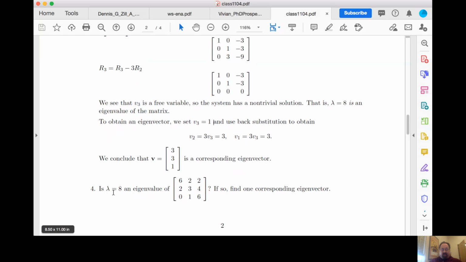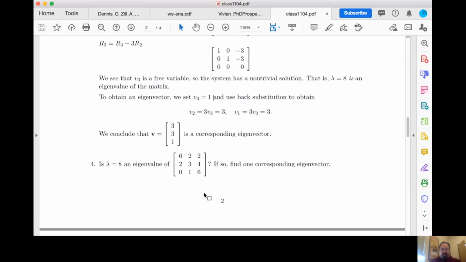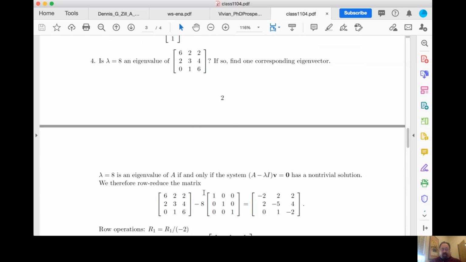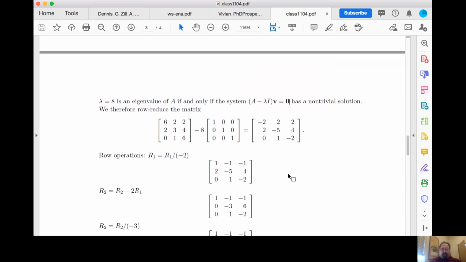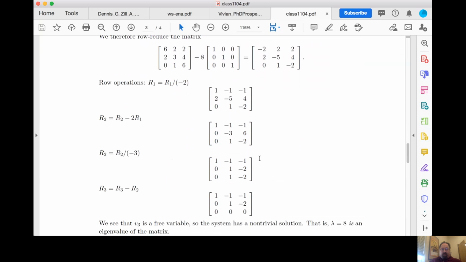Okay. Similar kind of question: is lambda equal to 8 an eigenvalue of this matrix? Again, find an eigenvector. So we carry out the same process. Take the matrix minus 8 times identity and obtain this matrix. That's the matrix of this homogeneous system. So we need to row reduce this to see if there's a free variable, and if so, this system would have a non-trivial solution, and therefore 8 would be an eigenvalue. So we carry out the row operations.